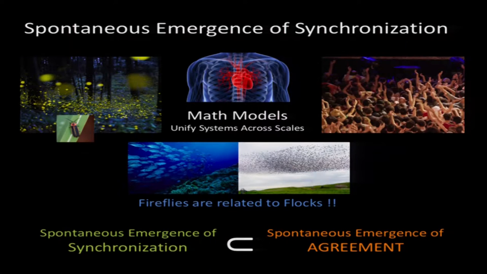Well, clapping at the same time is also an example of collective agreement. We have to agree on a phase, on a particular point in time where we clap. And also, we have all different frequencies. We have to agree on a frequency to clap. So in fact, all of these systems are an example of the spontaneous emergence of agreement in a group. So not only are fireflies related to flocks, but the spontaneous emergence of synchrony is also similar to the spontaneous emergence of agreement. So maybe that's why all these systems can do it. Maybe there's something fundamental about agreement that as a group we can actually do this really, really well.